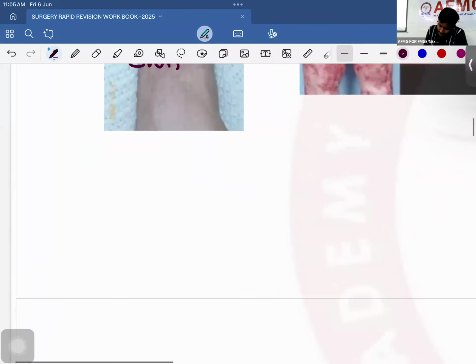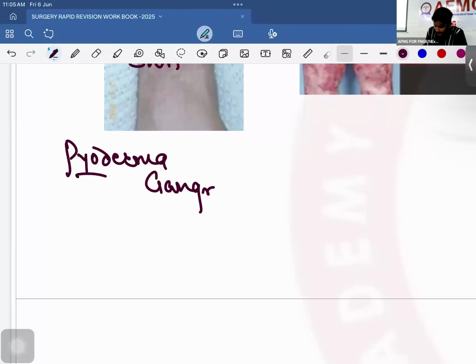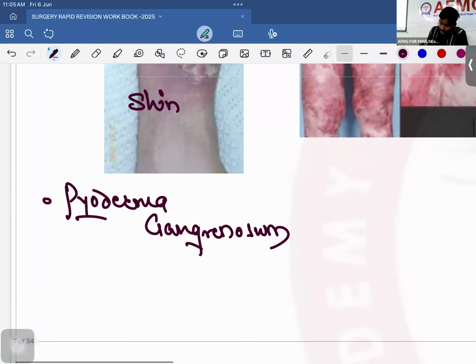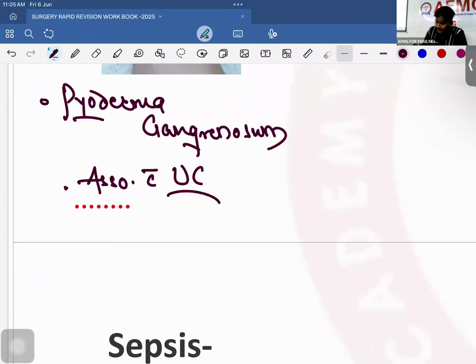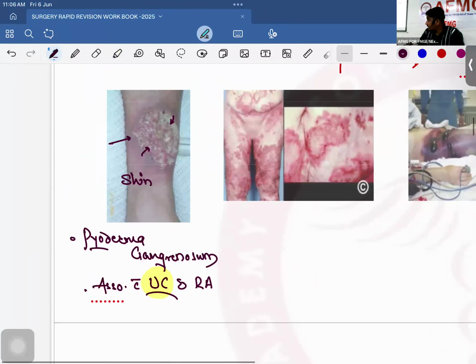Very good. So this is a condition of pyoderma gangrenosum, ulcerative lesion, undermined edges in the shin of the patient. And please remember that pyoderma gangrenosum was a favorite question of your examiner. Pyoderma gangrenosum is commonly associated with which condition? Very good. It is very commonly associated with ulcerative colitis and rheumatoid arthritis. Most commonly, they will give you a history of ulcerative colitis, beta. No issues with this, anybody?